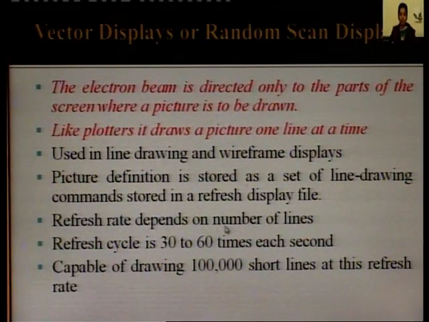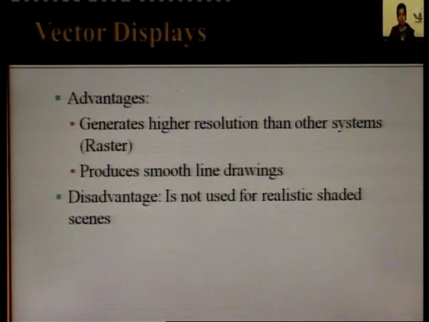Refresh rate depends on the number of lines. In the case of a random scan display, the refresh rate depends on the number of lines. The refresh rate is 30 to 60 times each second, capable of drawing only a limited number of short lines at this refresh rate. The advantage of the vector display is that it generates a higher resolution than other systems.